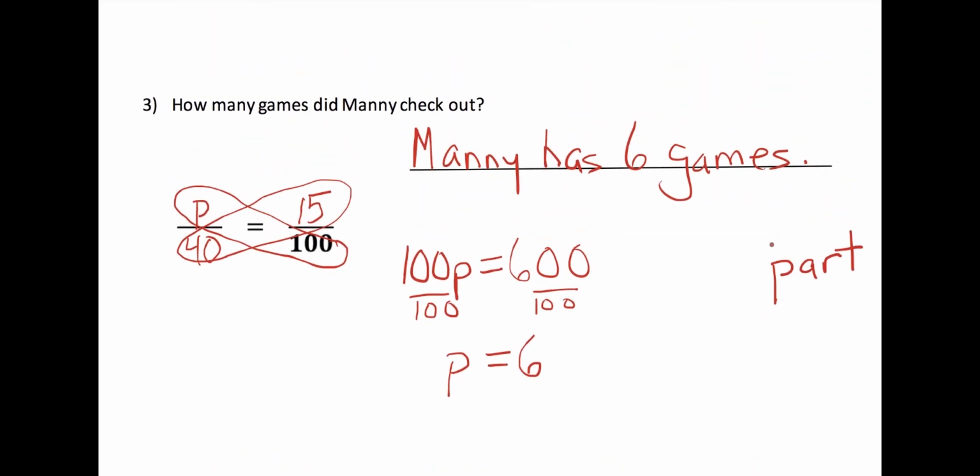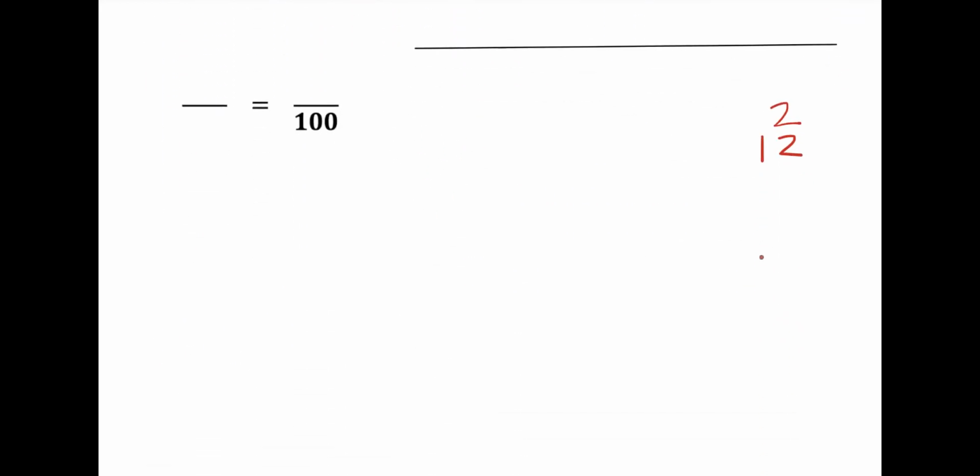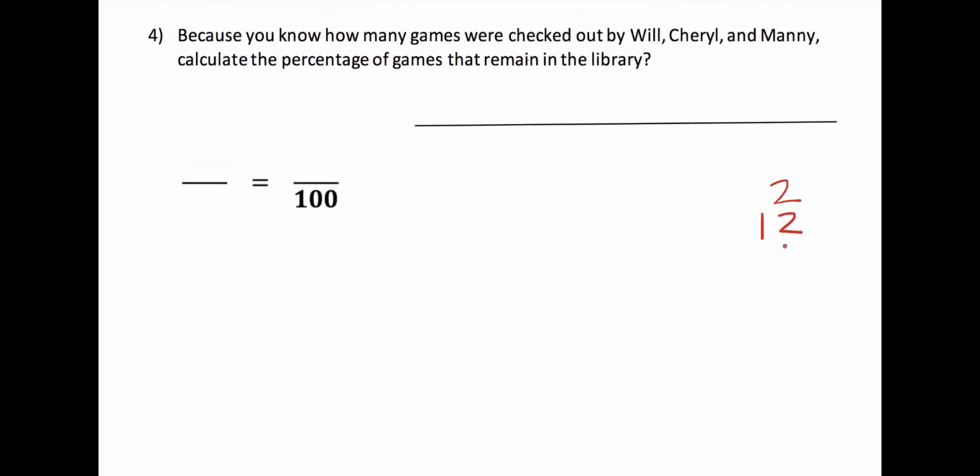If we know that Will has 2, Cheryl has 12, and if we move back up here, we found out that Manny has 6 with his 15%, right? Manny has 6. So I'll put the 6 here. I want to find out how many games that is total. So 6 plus 2 plus 12: 2 plus 2 is 4, 6 plus 4 is 10. I'm going to carry the 1. 1 plus 1 is 2, 20. So the total games checked out is 20.